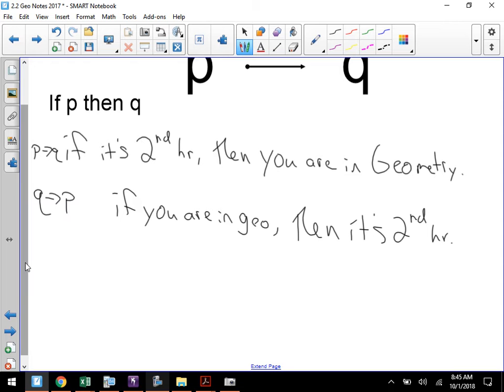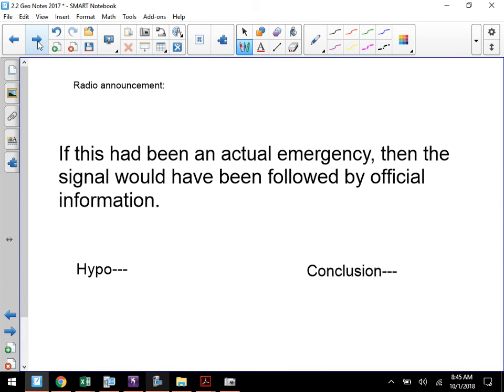A lot of times in math, they do this with definitions. You'll see if-then statements written pretty regularly in geometry textbooks. Okay? Now, there's a whole sequence of things that we're going to be talking about. Oh, let's do this one first.